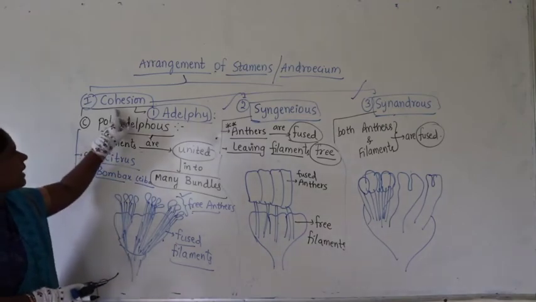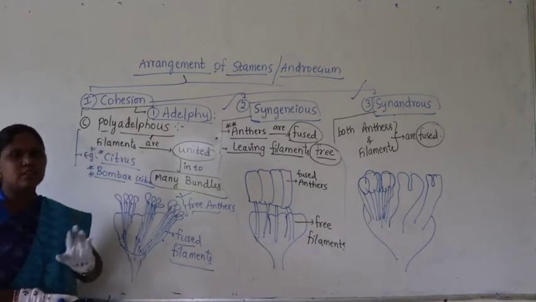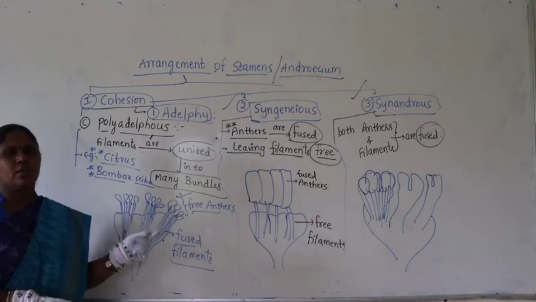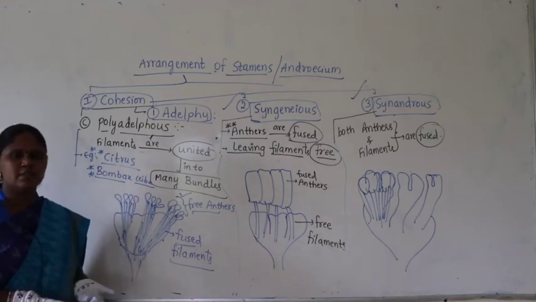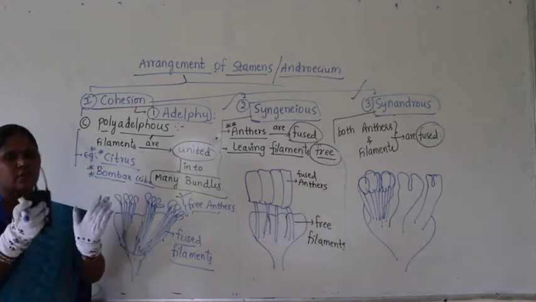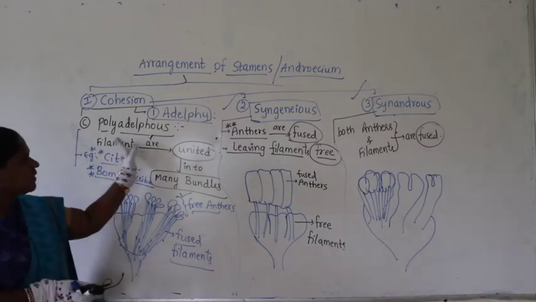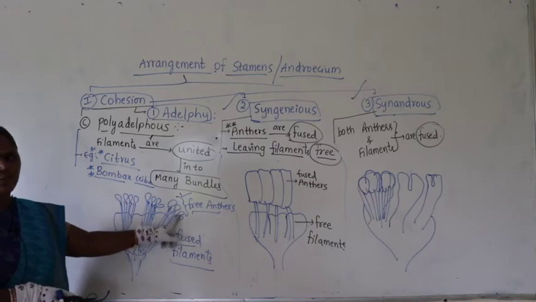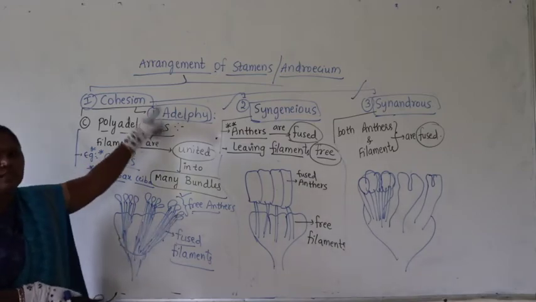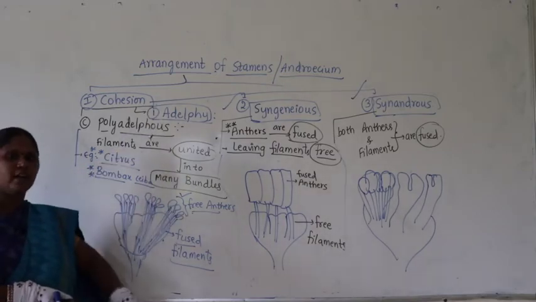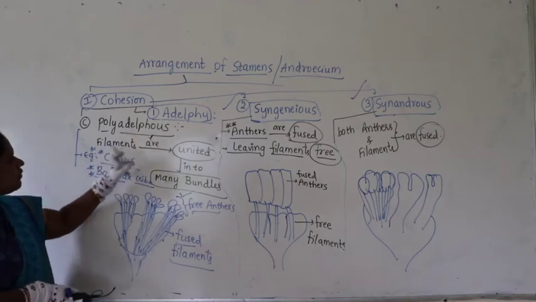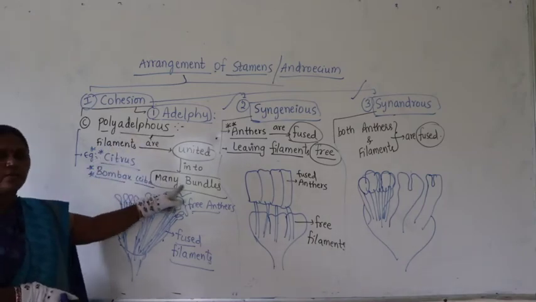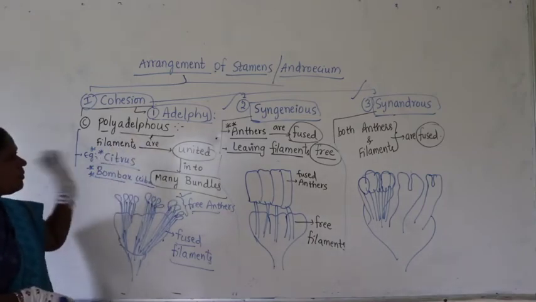Now we have completed the part called cohesion. What is the meaning of cohesion? Union of similar members. Similar members means one stamen fusing with another stamen, but the arrangement is different. In one case, filaments are fused and anthers are free. It is called Adelphi: monadelphous, diadelphous, polydelphous. In polydelphous, filaments are united into many bundles, where you find Citrus and Bombax ceiba.